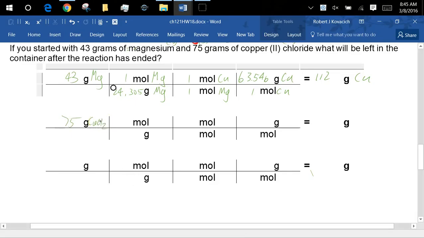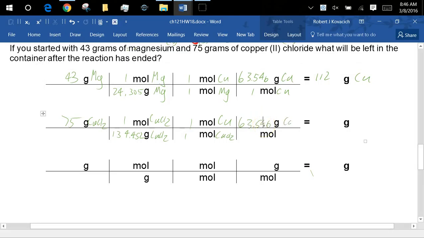So let's find out if that's true by going to my 75 grams of copper 2 chloride. All right, so 63.546 plus 35.453 times 2. So that's 134.452. And then 1 mole CuCl2, 1 mole CuCl2. And what do I have to go to? I have to go to copper because I needed to compare this answer to this answer. And so 63.546 copper, and copper at 1. All right, so 75 divided by the 134.452 times the 63.546 equals 35. Okay, so what do I know?